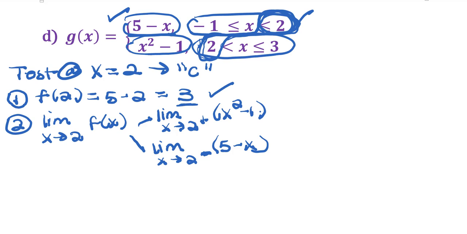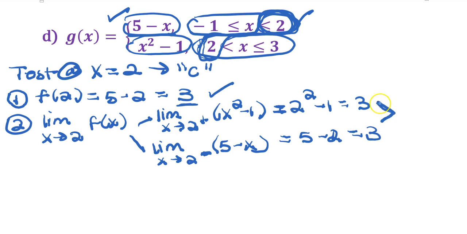To assess the limit of a function that's polynomial, remember each layer is polynomial itself, we use substitution. So 2 squared minus 1 is equal to 3. And here we're going to say 5 minus 2 is equal to 3. Remember, because these two are equal to each other, the limit from each direction is equal, we can say overall that the limit is going to be equal to 3. So far we've proven that the function is defined. We've proven that the function has a limit.